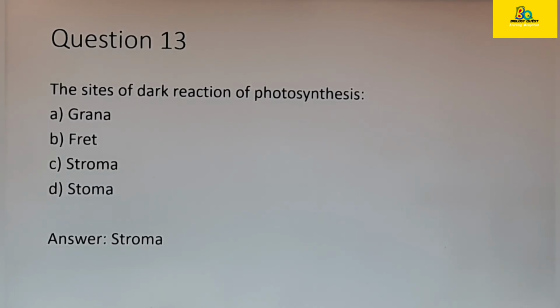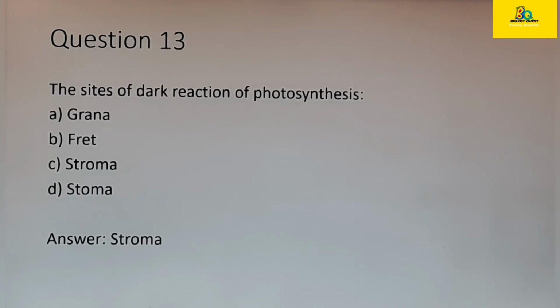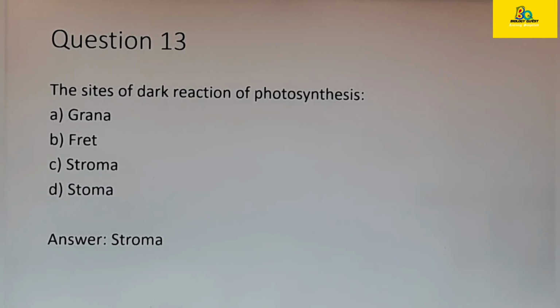The words are confusing there, stoma and stroma. If you don't look clearly, you might not see the letter R there. So there is a chance for getting the answer wrong. So such questions, be careful. Read the question properly and answer.